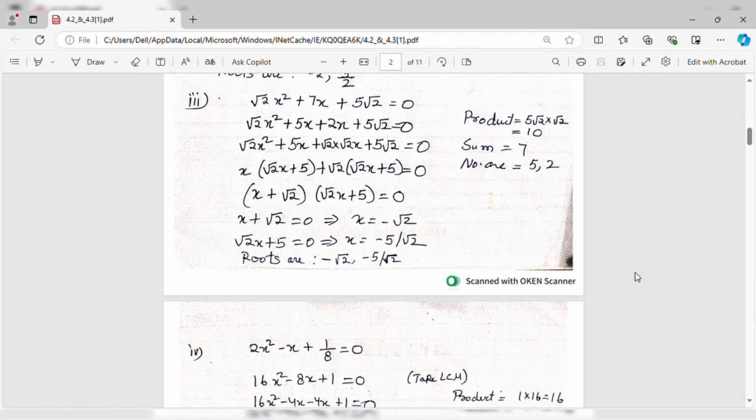So we will split 2x as root 2 into root 2x, because 2 is equal to root 2 into root 2. After taking common the factors, we will get x plus root 2 and root 2x plus 5 as two factors, and the roots would be minus root 2 and minus 5 upon root 2.